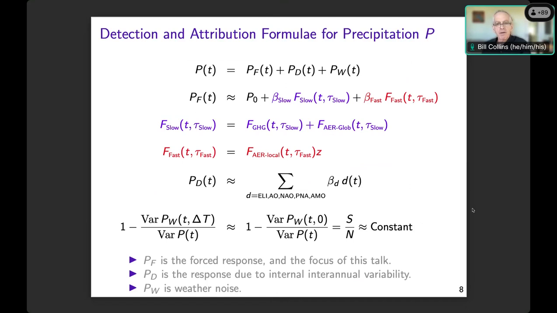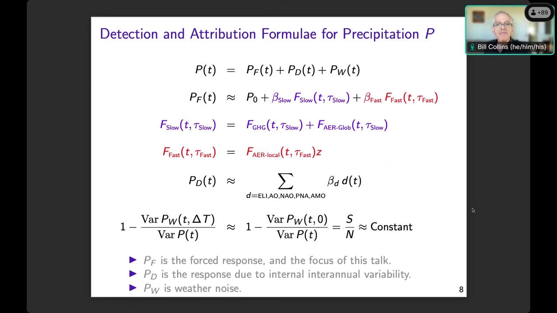So the slow response is in purple and the fast response from sulfur dioxide over the continental United States is in red. The driven response, which we've been talking about in some detail in this meeting, is P sub D, and that includes El Nino, the North Atlantic Oscillation, PNA and AMO modes. And then the weather noise basically does vary with time, but fortunately the signal to noise ratio there is effectively constant. And this is how we interpret the observational record. Next slide, please.